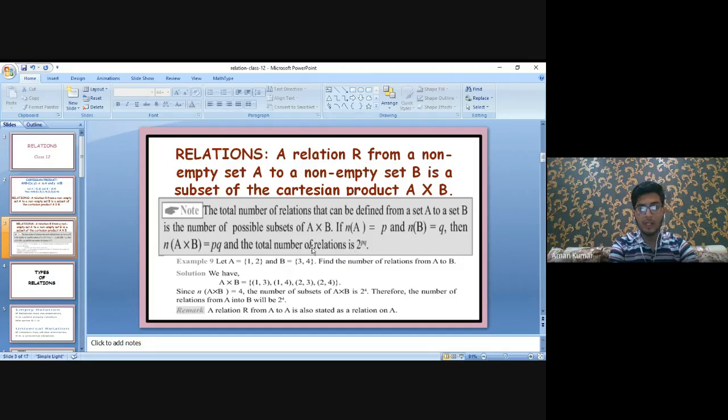So the total number of relations is 2 raised to the power PQ. How can we say this is the total number of relations? Because this is how many subsets A cross B can have, and every subset of A cross B is a relation. So the number of relations will be 2 raised to the power PQ. Here is one example: A is {1, 2} and B is {3, 4}. This is how you learned relations in plus one class.